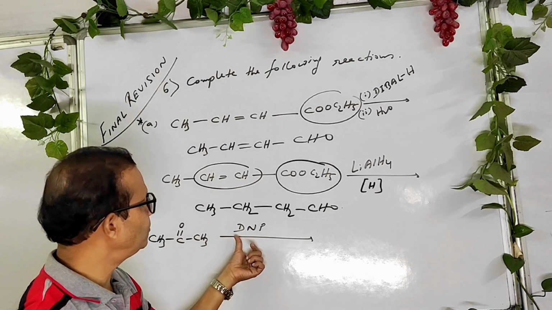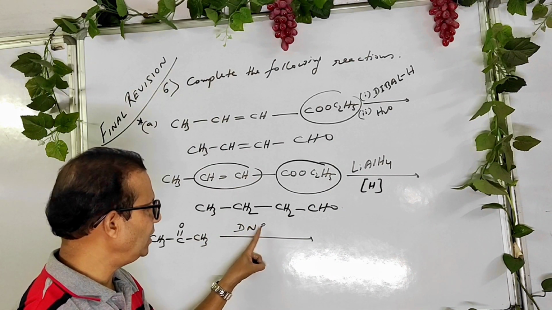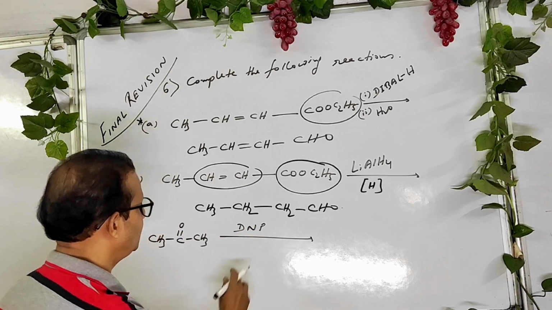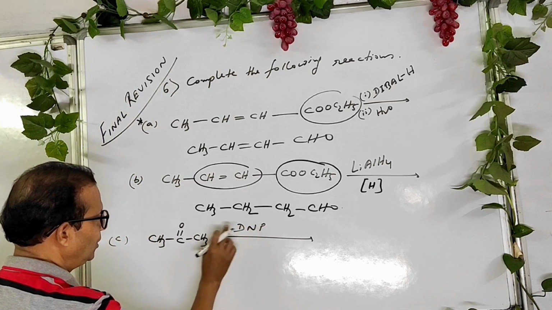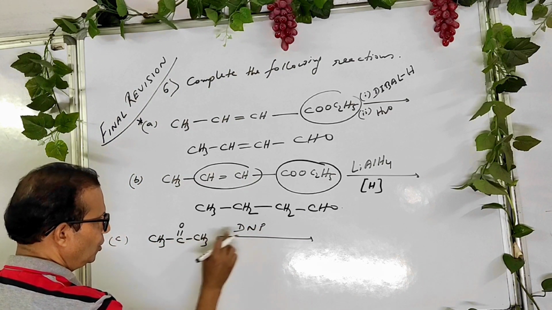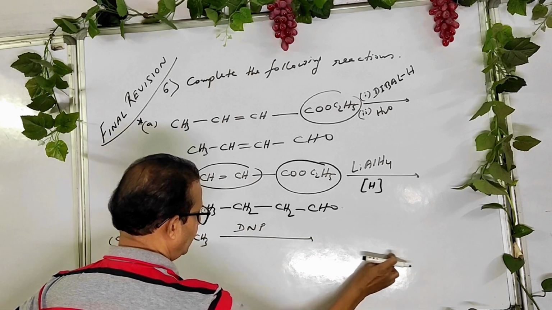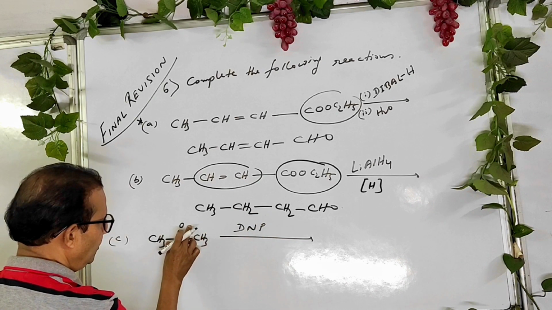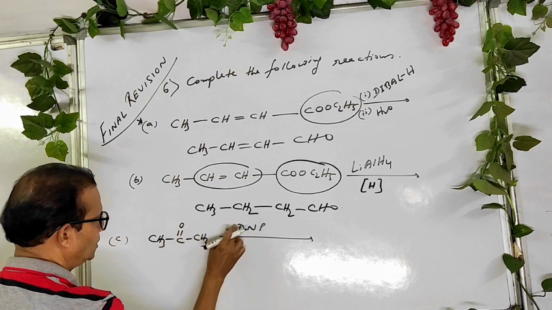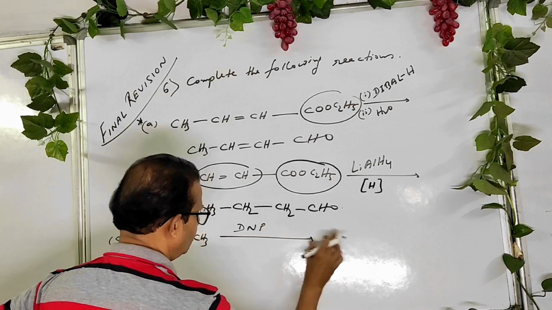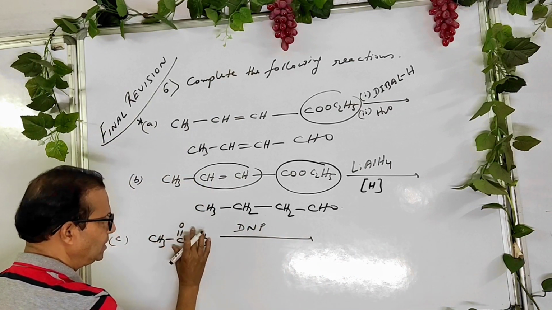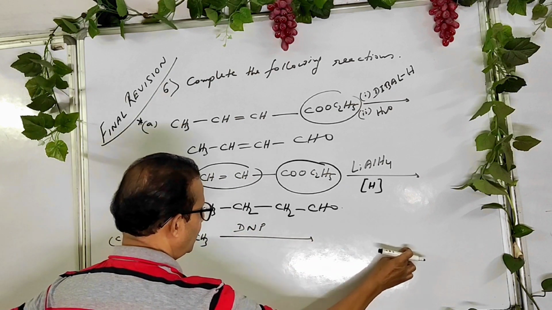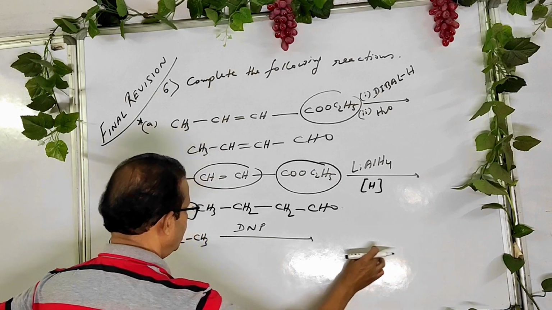DNP has the full form 2,4-dinitrophenylhydrazine. Whenever it reacts with aldehydes or ketones, it forms a red precipitate. That's why the reaction with DNP, between acetaldehyde or acetone, is the identification test of aldehydes and ketones. So remember it: both aldehydes and ketones react with DNP to form an orange-red precipitate.